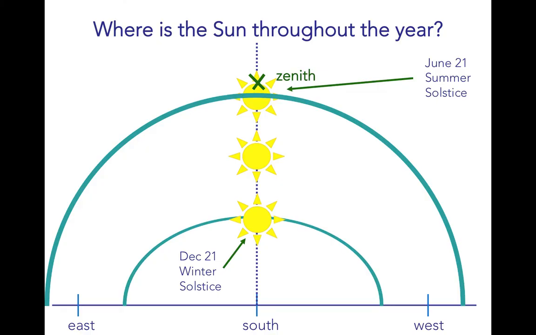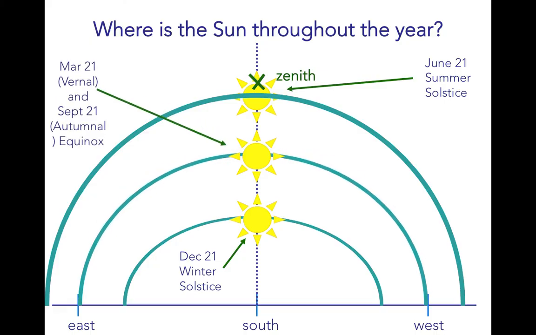In between these two extremes of the summer and winter solstice, there are the equinoxes, where the sun traces an intermediate path across the sky. On these days in both hemispheres, it rises directly in the east, sets directly in the west, and the day and night are each precisely 12 hours long.